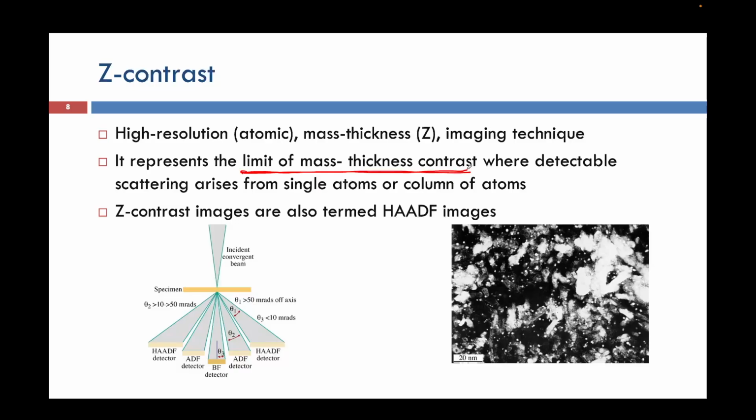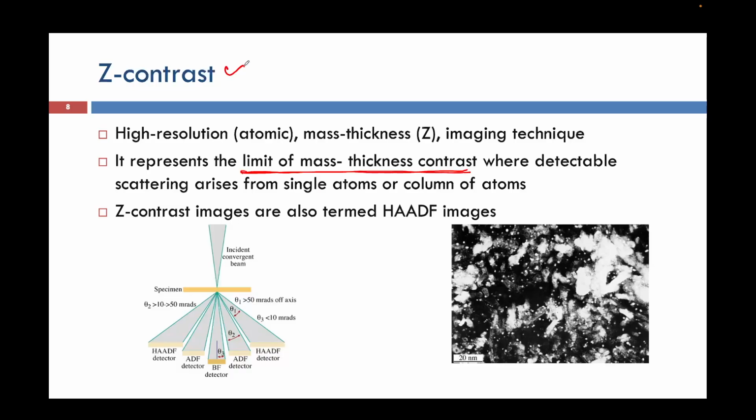And with Z contrast we can see the contrast due to the inelastic scattering power of atoms. The more inelastic scattering happens, the more electrons will be collected in our dark field detector, the ADF detector. Due to those, we can get the compositional information of a complex structure and see it clearly. For that information we need this Z contrast.